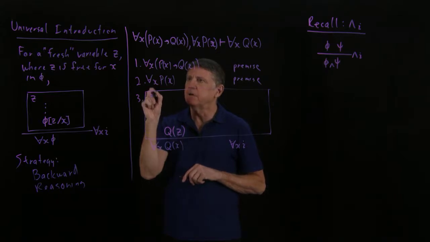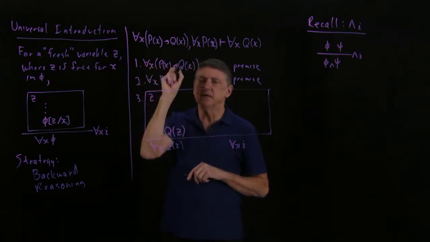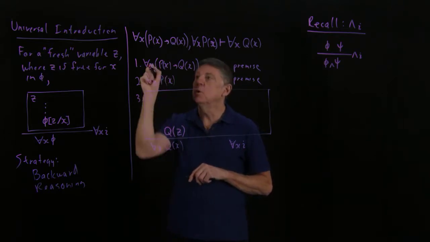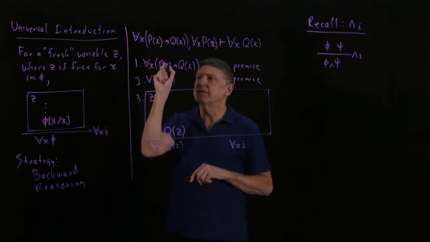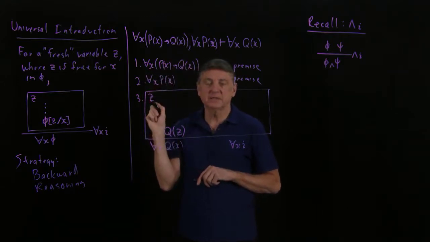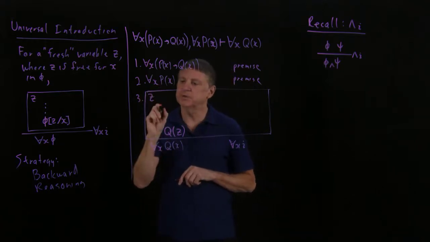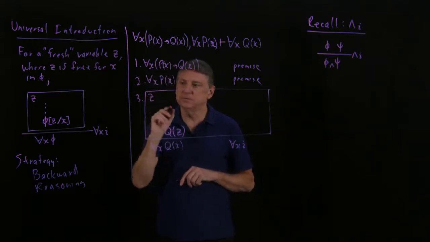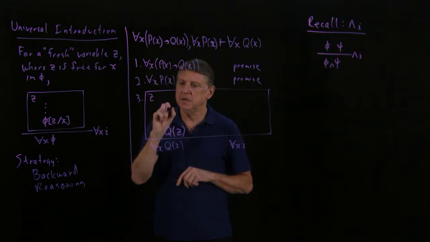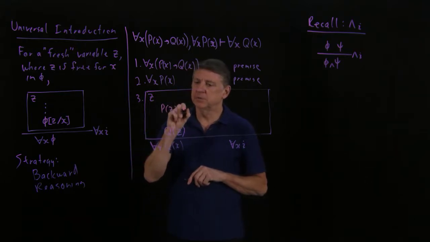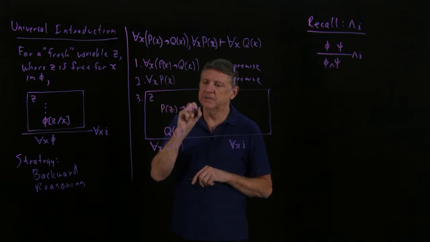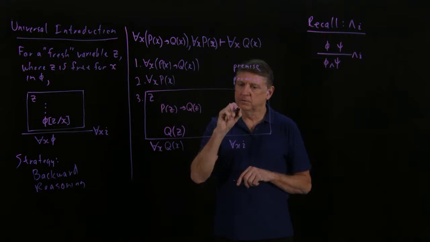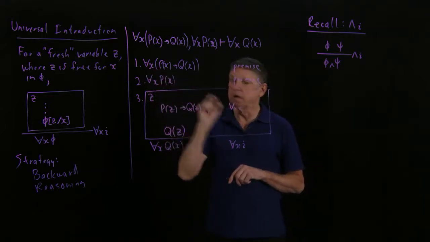So if I apply it, I take this variable and I substitute in, provided that this variable is free for the quantified variable. Is that true? Well, yes, the quantified variable is x. If I put a z into those places, it doesn't become bound, so that's a good choice. So I can now take this quantified formula and substitute z into it. So that would be P of z materially implies Q of z, and this would be universal elimination based on line 1.